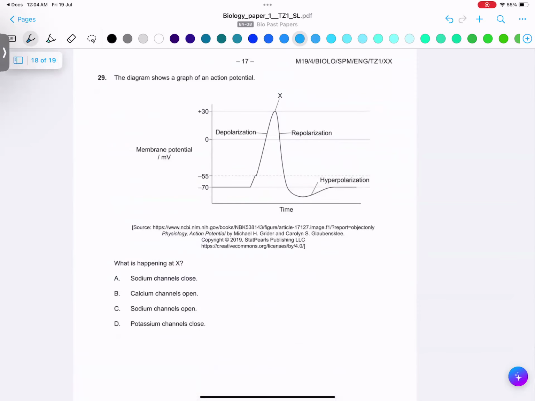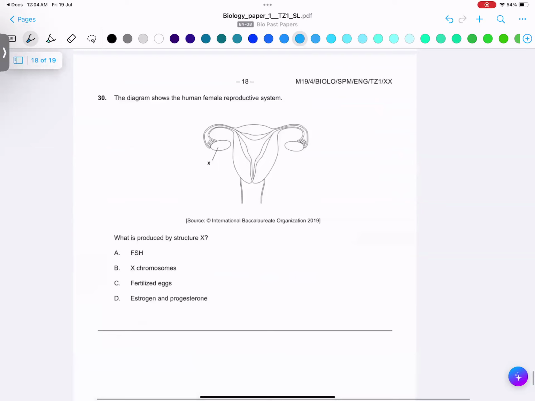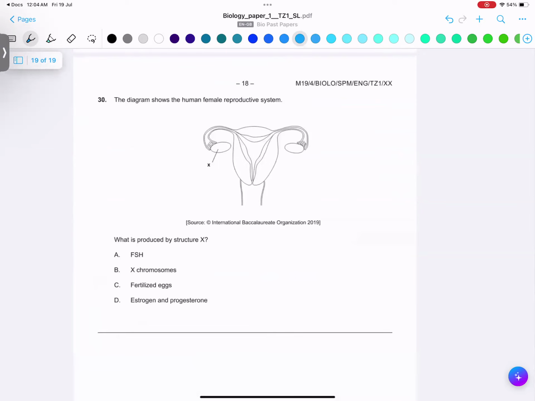This diagram shows a graph of action potential. So what's happening at X? At X, the sodium channels are closing, just because it's between depolarization and repolarization. So the sodium channels end up closing. And for the last question, the diagram shows the human female reproductive system. So here our answer is what is produced by structure X: estrogen and progesterone.